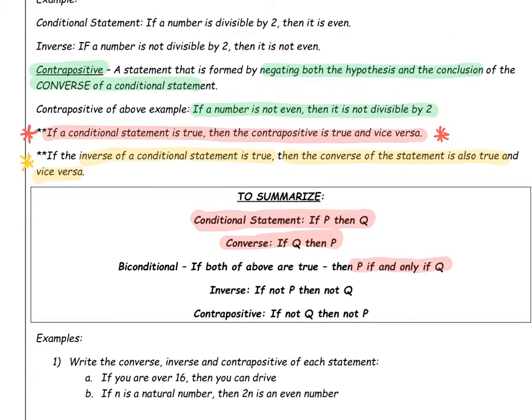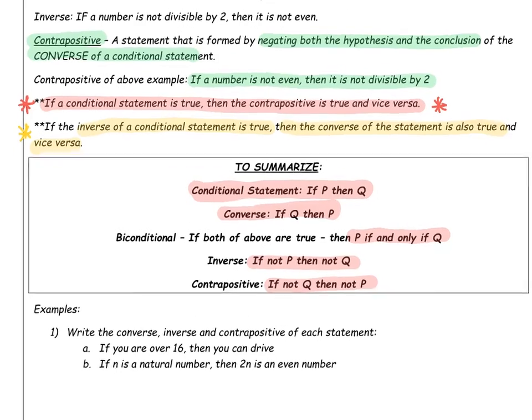Okay, so you will want to have this chart handy because it tells you the order of things. So remember, the conditional statement says if P then Q, the converse if Q then P. Biconditional is P if and only if Q. The inverse is if not P, then not Q, and contrapositive if not Q, then not P.